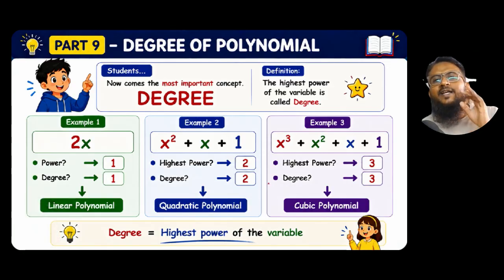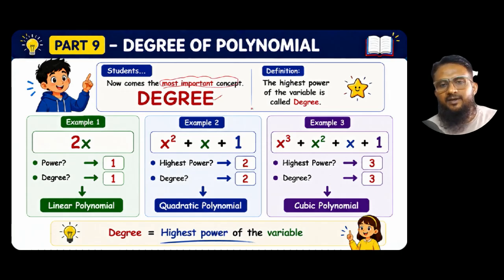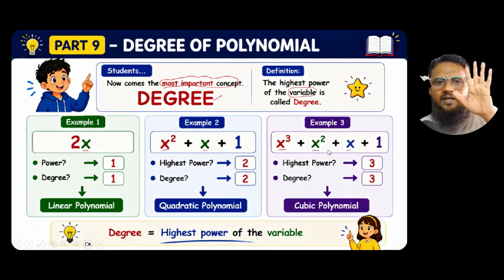Students, now the degree of a polynomial. It is the most important concept, the degree of a polynomial. So what you have to see, first understand the definition. The highest power of the variable. This is the major part. The highest power of the variable. In this polynomial, x is the variable. Here also, x is the variable. In this polynomial, x is the variable. Students, only concentrate on the variable.